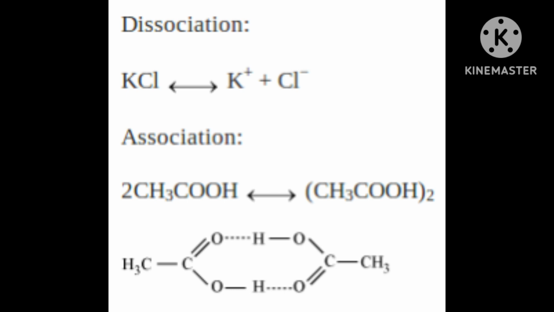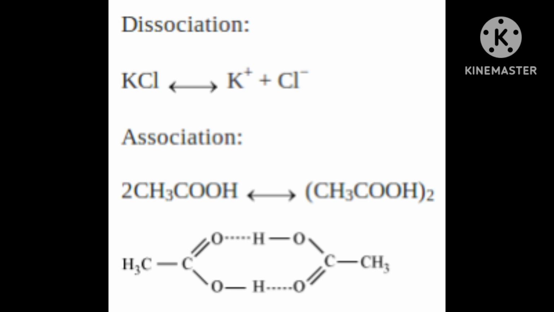Then, when it dissociates into many particles, double or triple, you divide the actual molecular mass, that is the theoretical, by 3. Experimentally you will get like that only. It will be less than the actual. Actual means theoretical.